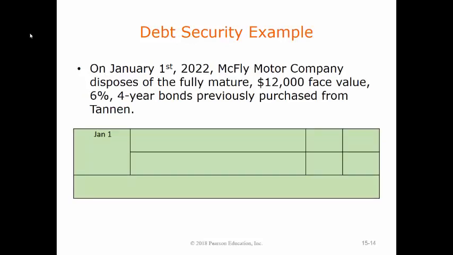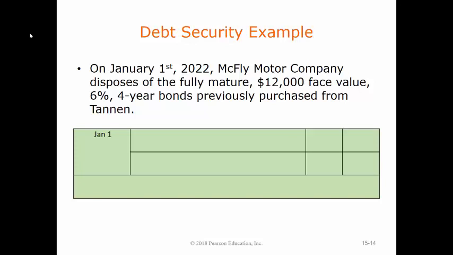Then we'll say on January 1st, 2022, McFly Motor Company disposes of the fully mature, very important, $12,000 face value, 6% 4-year bonds, which they had previously purchased from Tannen. And we're going to assume that all interest payments have been made on these bonds, which means we just need to take them off of the books at their maturity date.